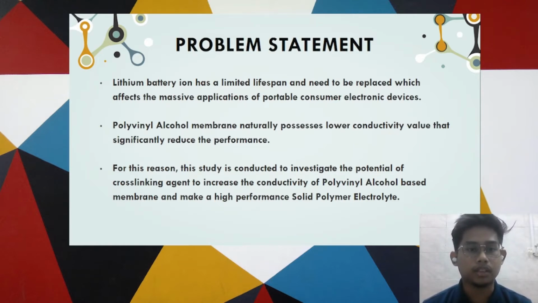Lithium-ion batteries have a limited lifespan and need to be replaced, which affects the massive application of portable consumer electronic devices. Polyvinyl alcohol membrane naturally possesses a lower conductivity value that significantly reduces the performance. For this reason, this study is conducted to investigate the potential of a cross-link agent to increase the conductivity of polyvinyl alcohol-based membrane and make a high-performance solid polymer electrolyte.